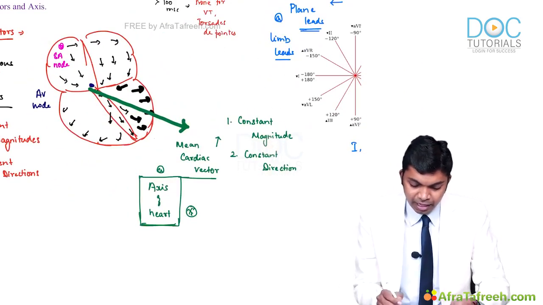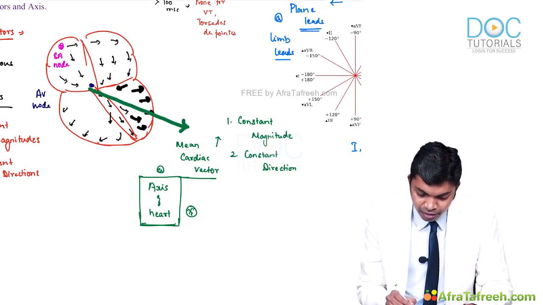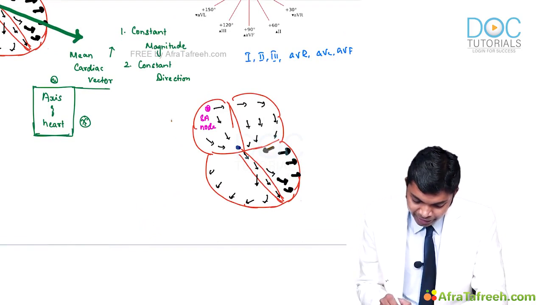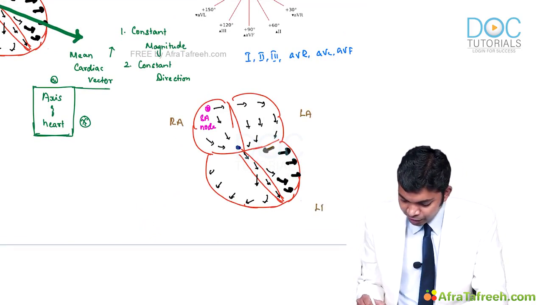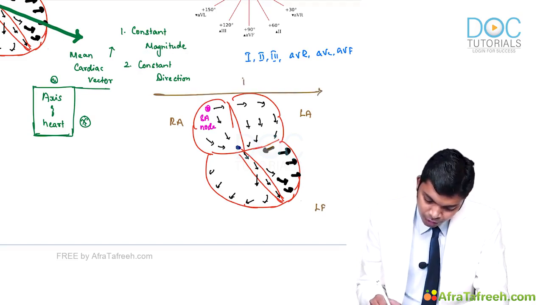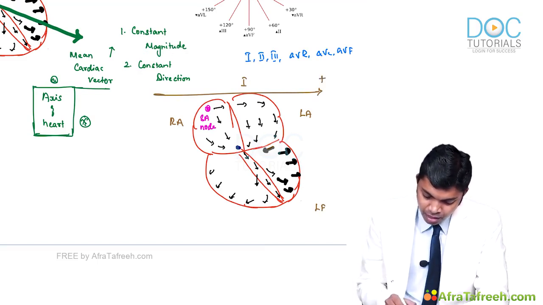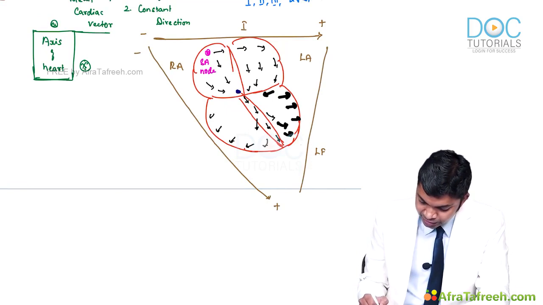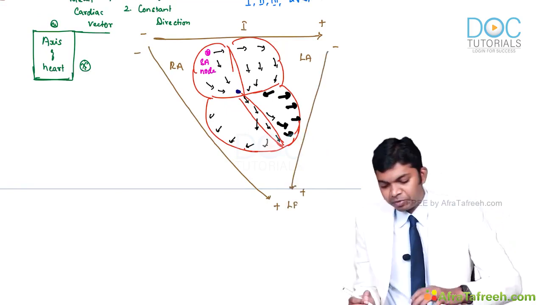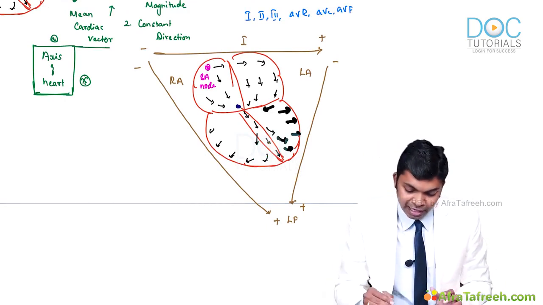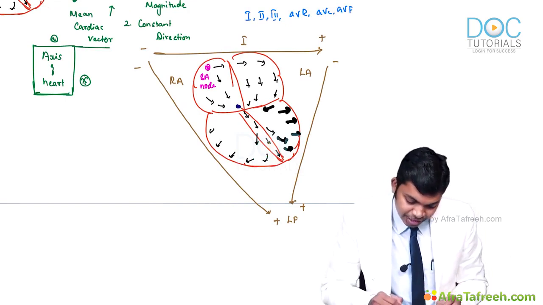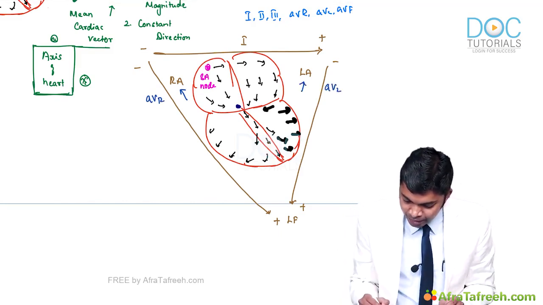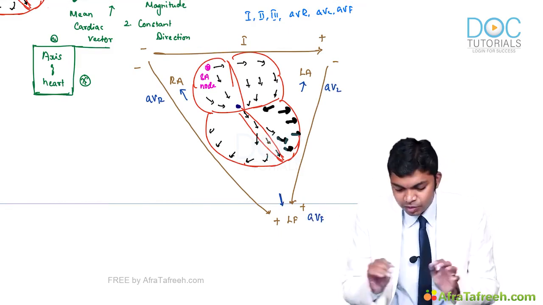Let us take a heart for a quick revision of the lead positions. We have the right atrium, the left atrium, and the apex of the heart oriented towards the left foot. Lead 1 is constructed between the right arm and left arm, lead 2 between the right arm and left foot, and lead 3 between the left arm and left foot. This is how the leads are arranged. Among the unipolar limb leads, the one orienting exactly towards the right arm is AVR, towards the left arm is AVL, and towards the left foot is AVF. So these are all the frontal plane leads.